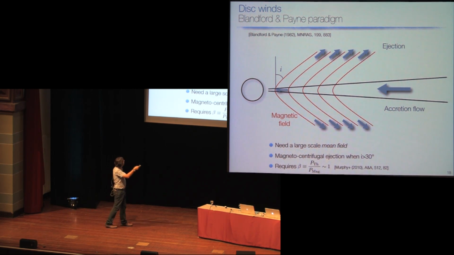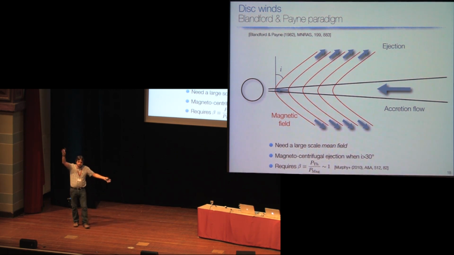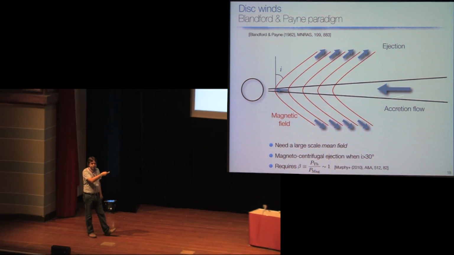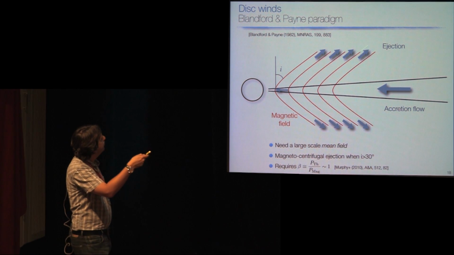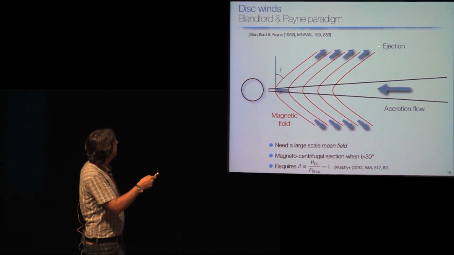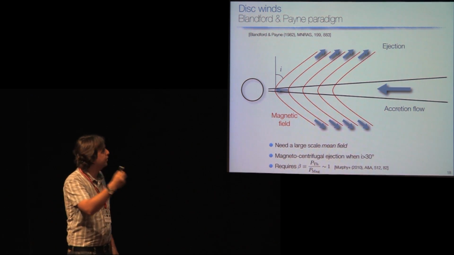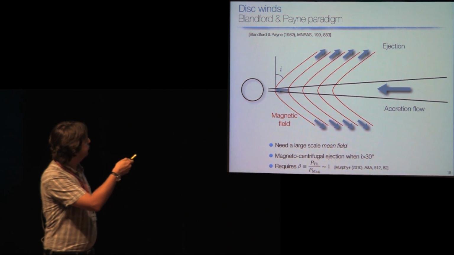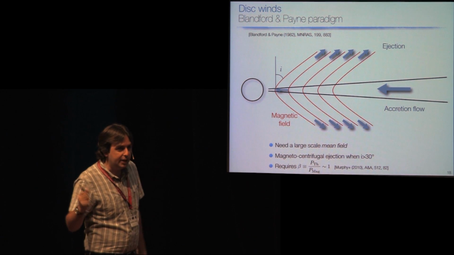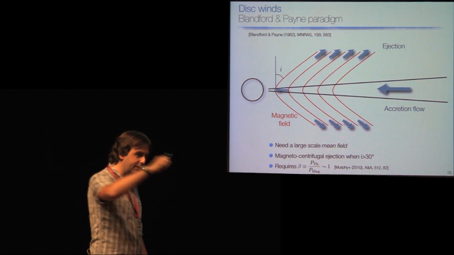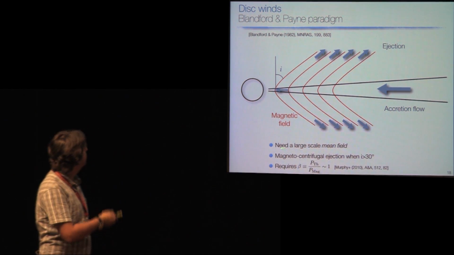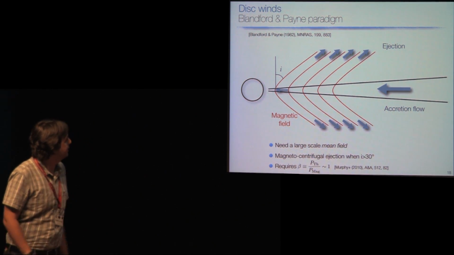We have an accretion disk in which now I have a mean field coming from somewhere else outside of the disk. This mean field is threading the disk. And because you have accretion in the disk, the field lines are bent like that. So now if you assume that the field is strong enough so that the field behaves as a rigid wire, then the fluid particles which would be attached to this field line will be able to escape just because they are accelerated by a centrifugal effect, which we call the magnetocentrifugal acceleration.